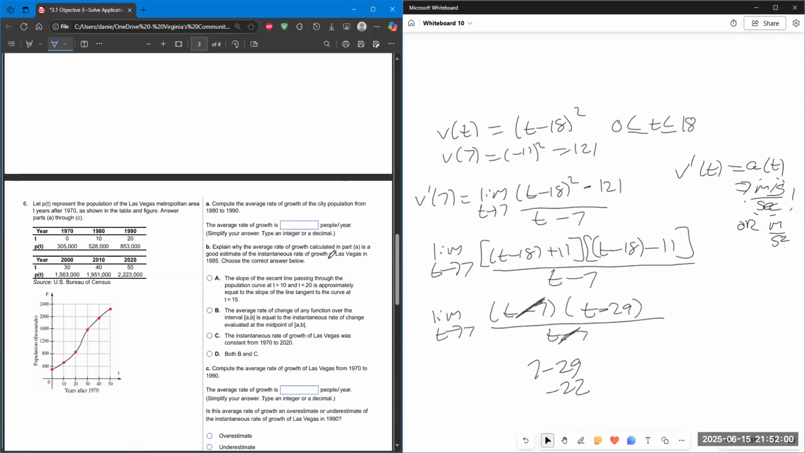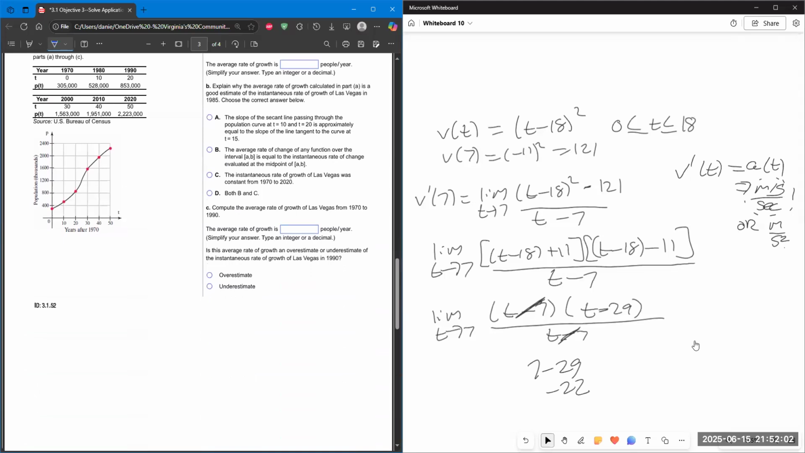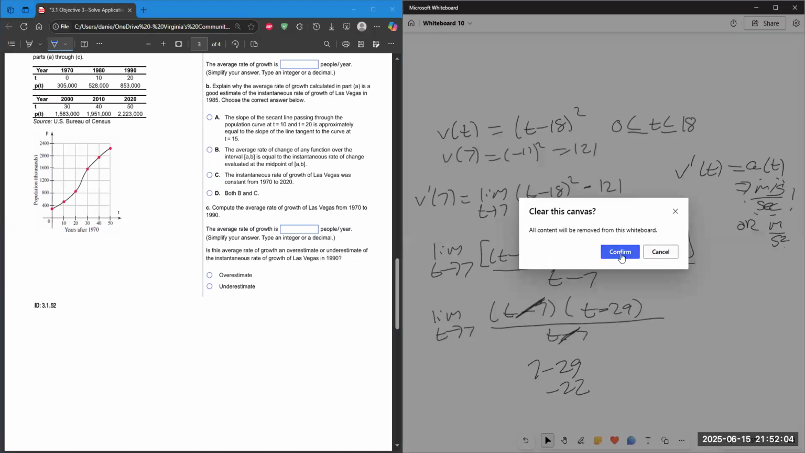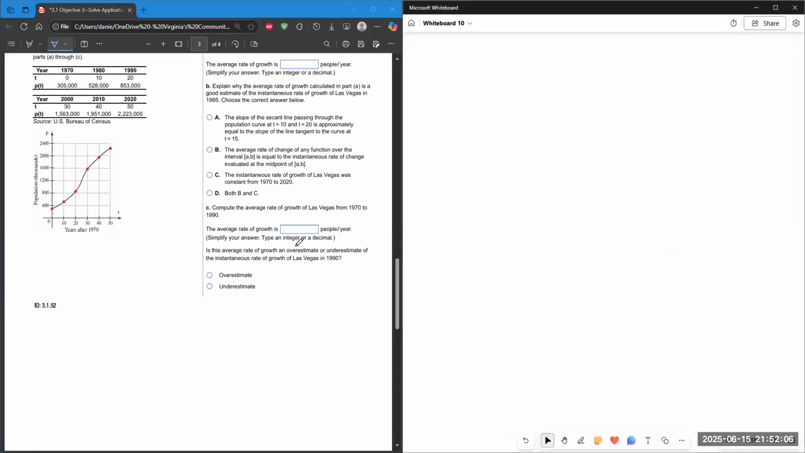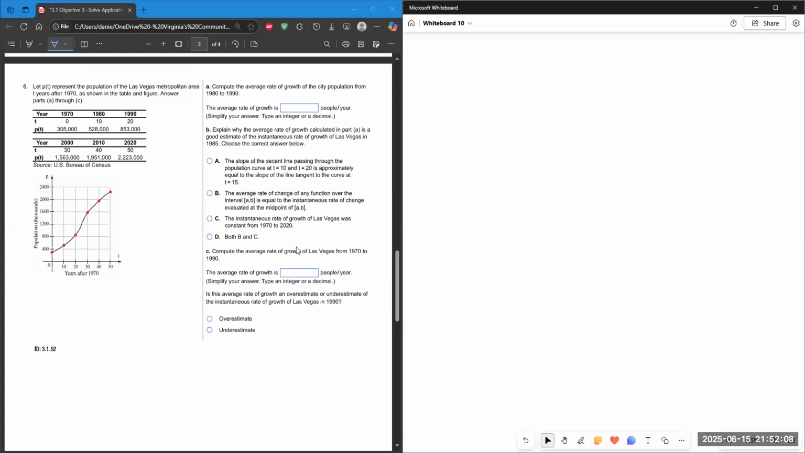Right. Let's look at our last problem here, number 6. And we have a graph here. 1970 represents t equals 0 for us, 1980 is t equals 10, and so on up through 2020 is t equals 50, with the populations at those times shown. This is the population of the Las Vegas metropolitan area, t years after 1970, given in the table and then given in the graph here.